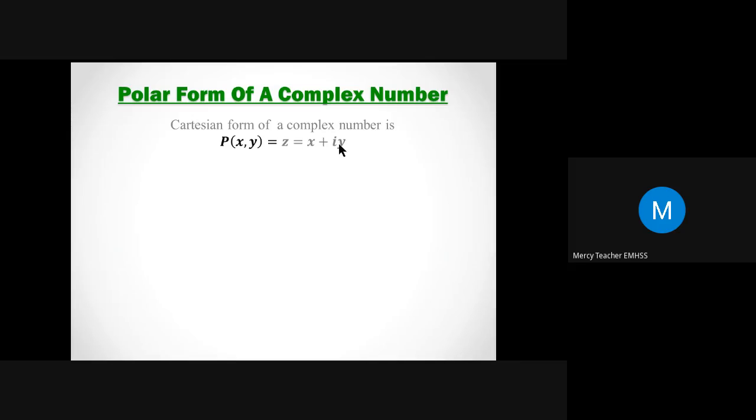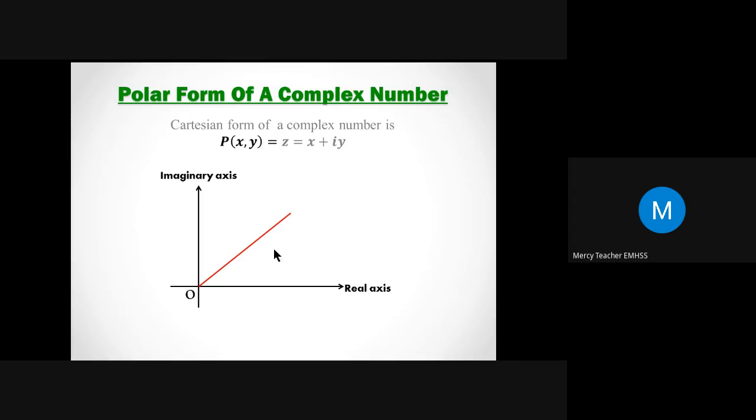So this is the Cartesian form of a complex number, and this Cartesian form of a complex number can be represented as P of x comma y. Yeah, so this is the Cartesian form. And now we are going to take the Argand plane. So that means real axis and imaginary axis.